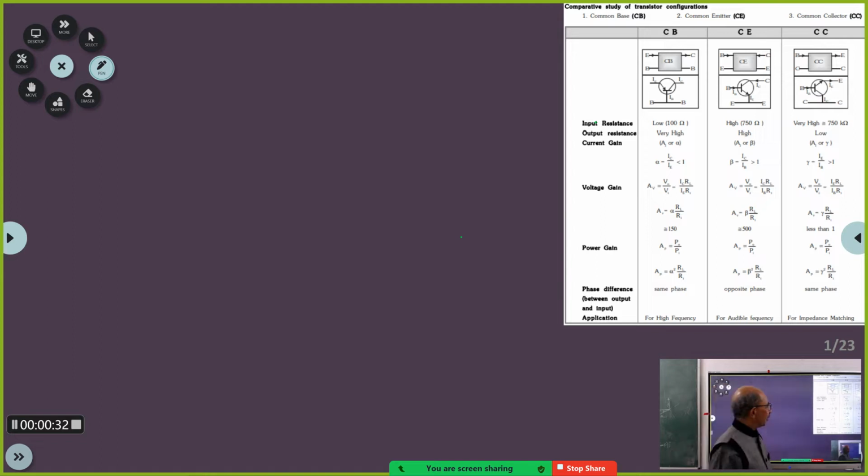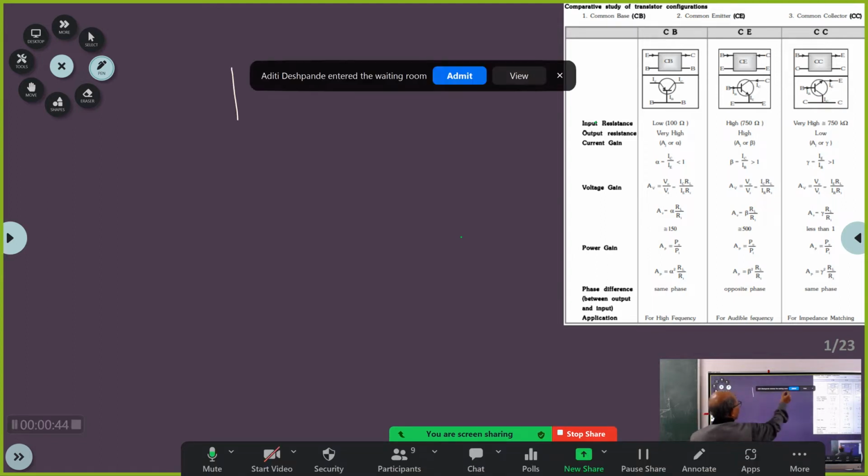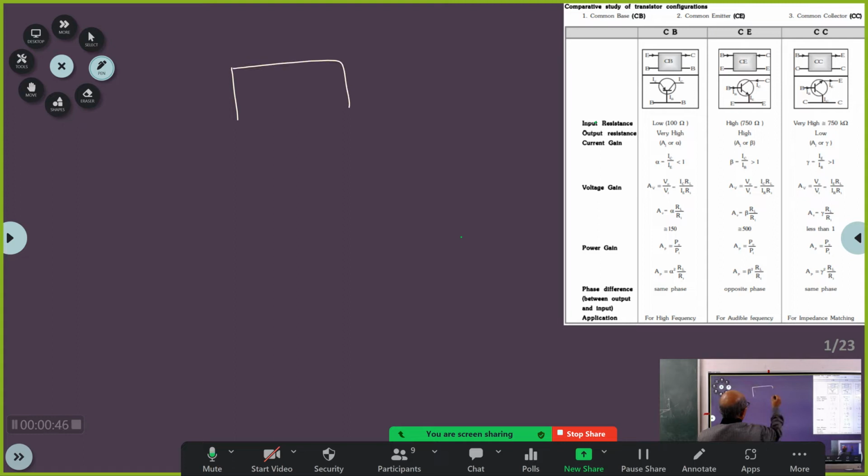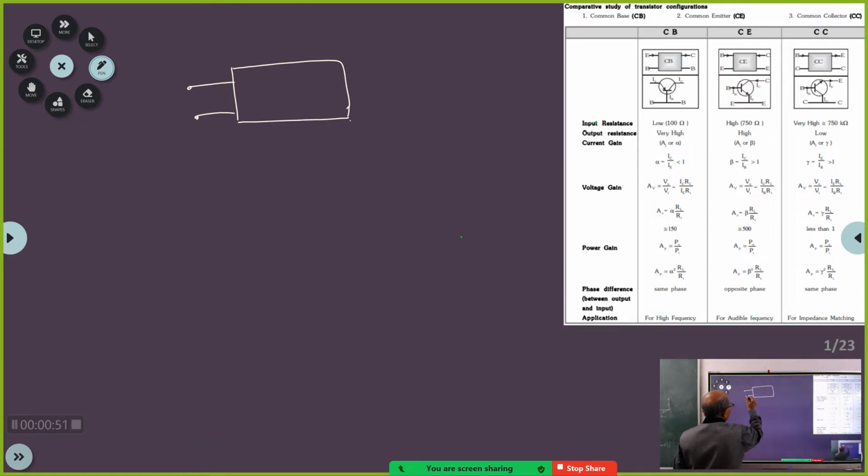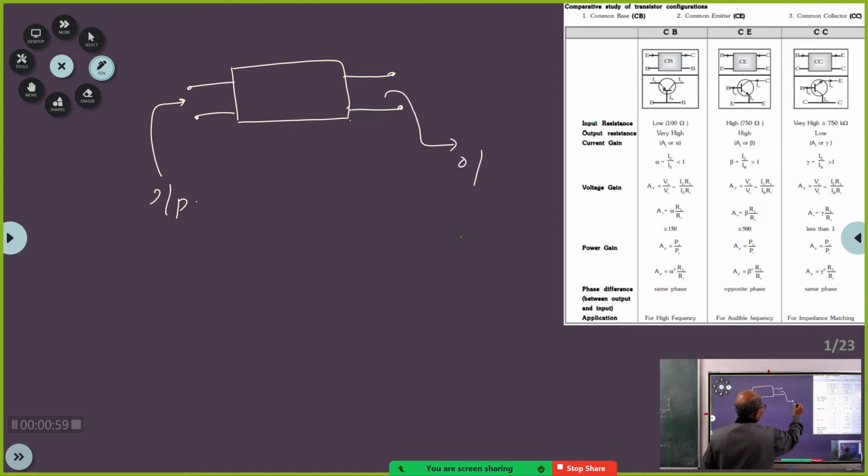Is the working of all three the same, sir? No, it will not be the same. It will be different. Now you can see the block diagrams there. Block diagrams means what is inside will not be discussed, but you see the terminal conditions. This is the input, and this becomes the output.